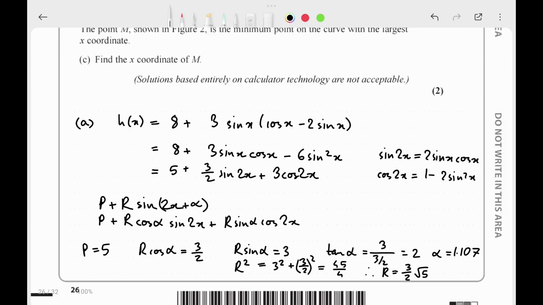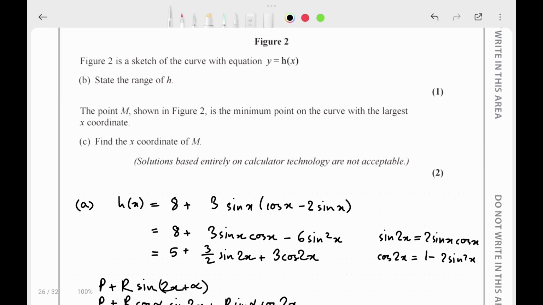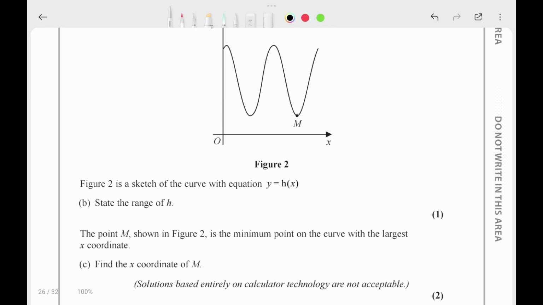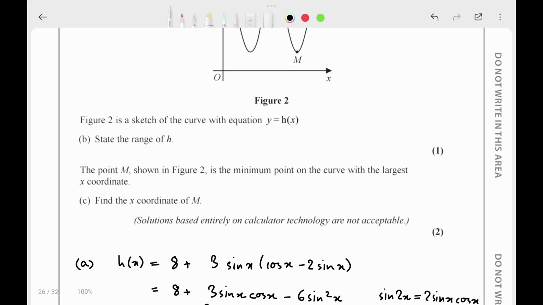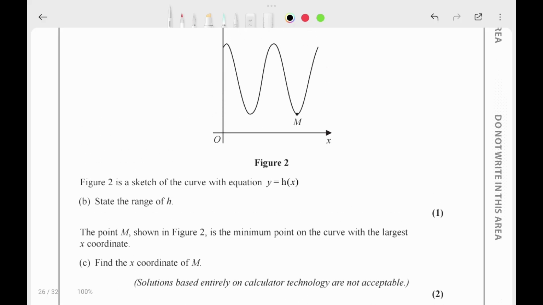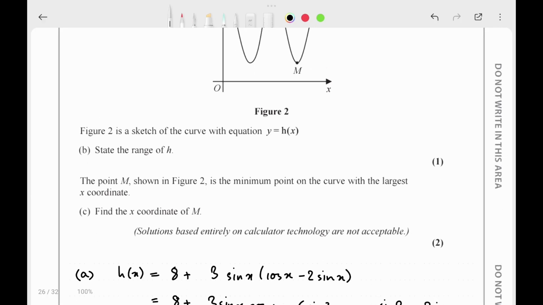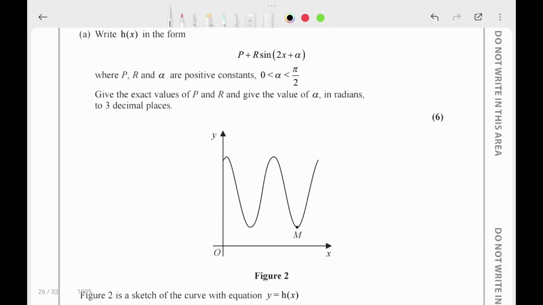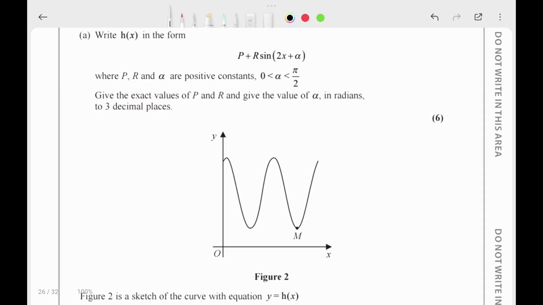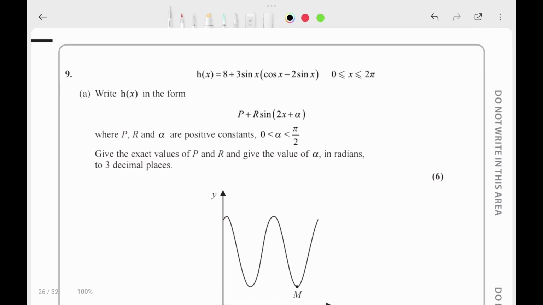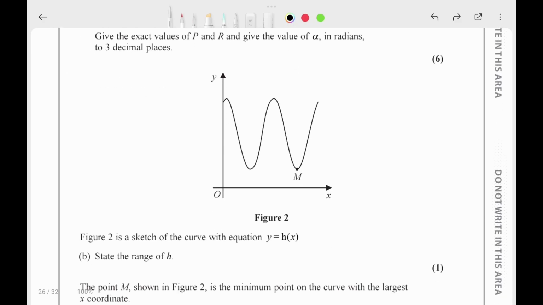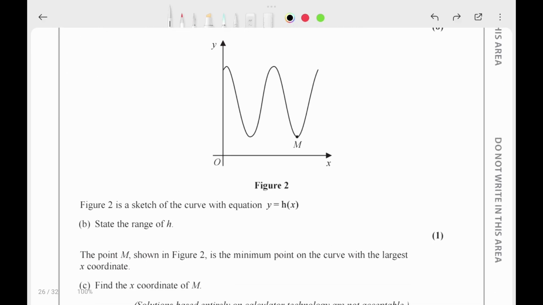Moving on to number C. The point M shown in figure 2 is the minimum point on the curve with the largest x coordinate. Find the x coordinate of M. Okay, we are given a range of values of x: x is less than or equal to 2 pi, greater than or equal to 0. And we need to find the greatest value of x such that the value is a minimum.